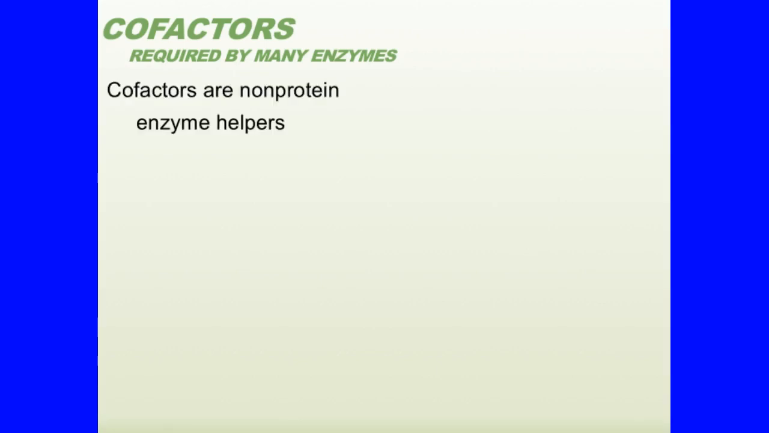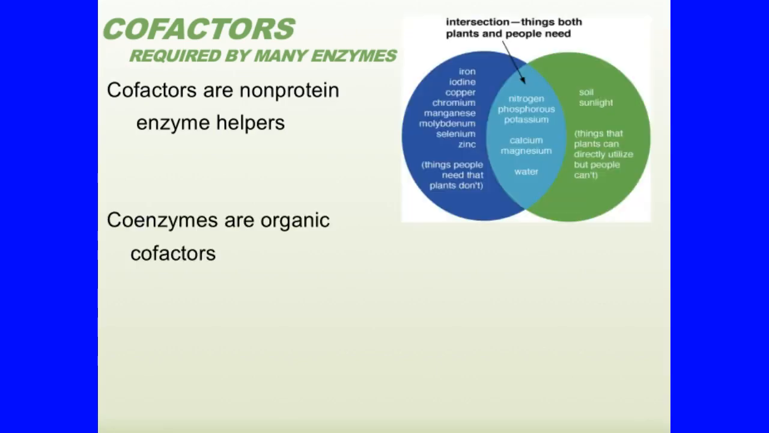Cofactors are non-protein enzyme helpers. Coenzymes are also organic cofactors. So what does that mean? They are actually helper molecules that assist in biochemical transformations. So you can basically imagine these ions that are labeled right here, or these atoms, are actually meant to sit there and be a helper molecule for the enzyme to do the job it was already going to do.